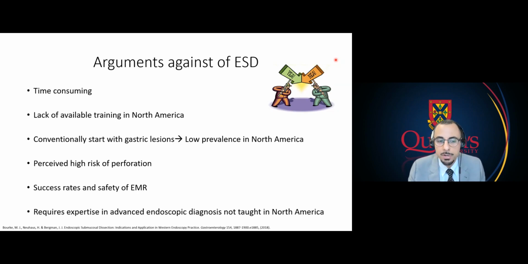Probably one of the biggest obstacles is that it requires expertise in advanced endoscopic diagnosis, which is not taught in North America. Down the line, with AI advancing, this may change. Histology prediction using AI in endoscopy is likely going to surpass that of endoscopists and become standard practice, and this may not necessarily be as important as it currently is.